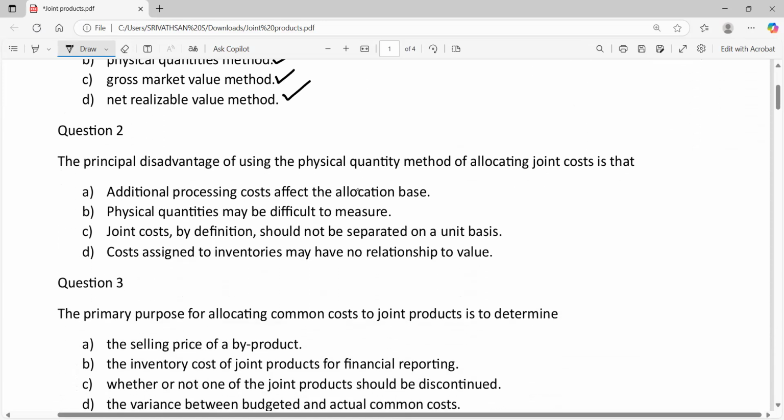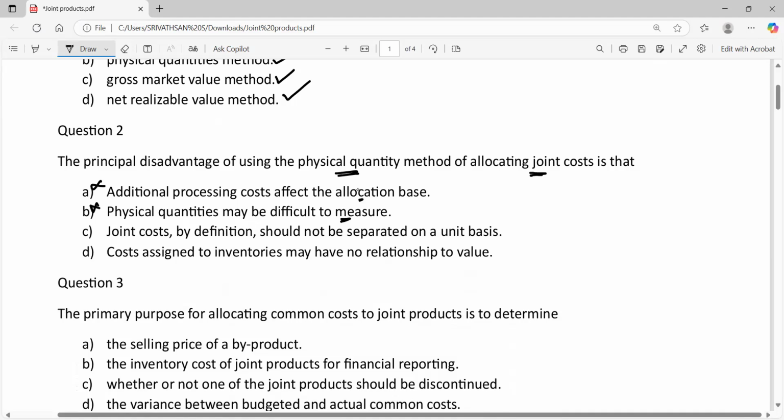Question 2. The principal disadvantage of using the physical quantity method of allocating joint cost is that. So we know that the joint cost can be allocated to the joint products using the physical quantity method. But there is a disadvantage associated with this method. What is the disadvantage? Additional processing cost affects the allocation basis? No, there is nothing like that. Additional processing cost will not affect the allocation basis. Physical quantities may be difficult to measure? No, it is actually easy to measure. Physical quantities are nothing but the output in terms of units. So it is actually very easy to measure. So option B is not the right answer.